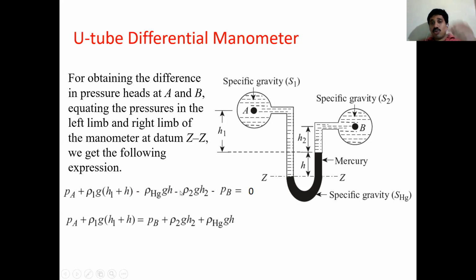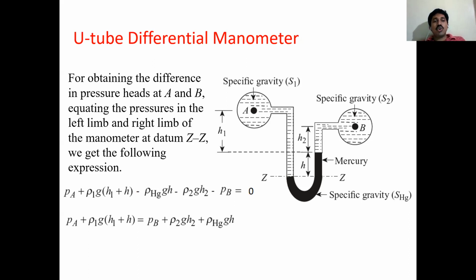Minus again, going upward to reach point B, the pressure point B. The H2 level is raised in the upward direction. Rho 2 means the specific gravity of the liquid in pipeline B, g, H2, going upward, that head is H2. So finally I have reached point B, minus PB equals 0. So the negative values have moved to the other side.